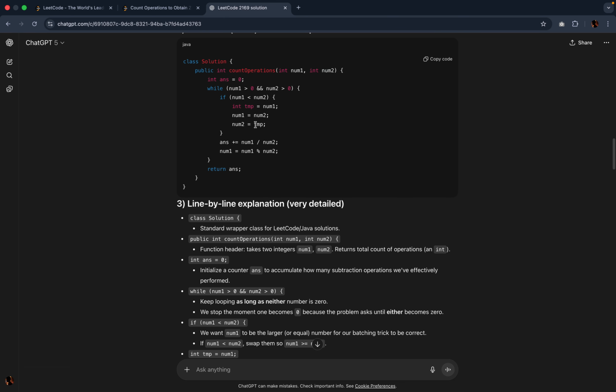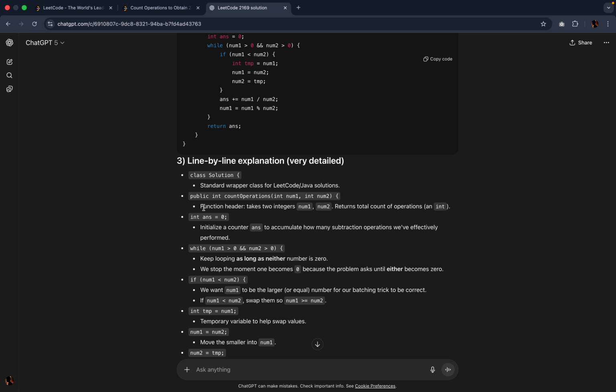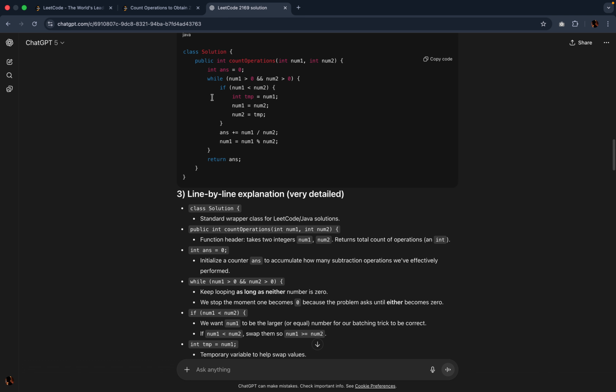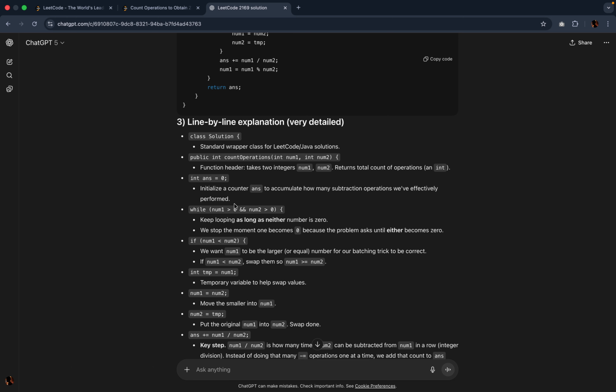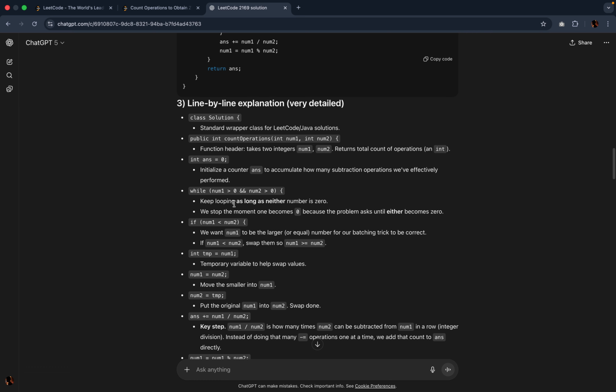So back to the solution. The solution is class Solution, public int countOperations. Now we will declare number 1 and number 2. The class Solution is a standard wrapper class which we use for LeetCode Java solutions. And public int countOperations is a function header that we are using, which takes two integers, number 1 and number 2, and returns the total count of operations in the form of an integer, which is 1, 2, 3, 4, 5, whatever. And then we take int ans equals 0, which means we are initializing a counter ans to accumulate how many subtraction operations we have effectively performed, the number of subtraction operations required.